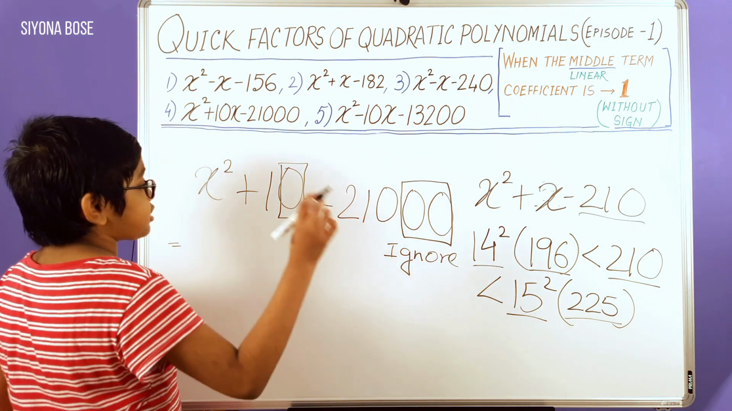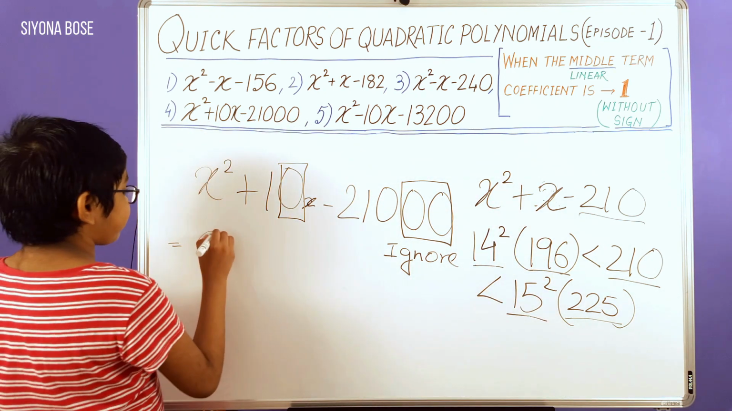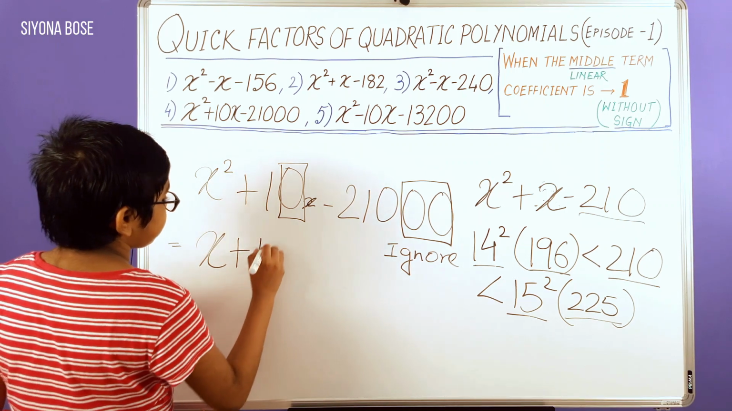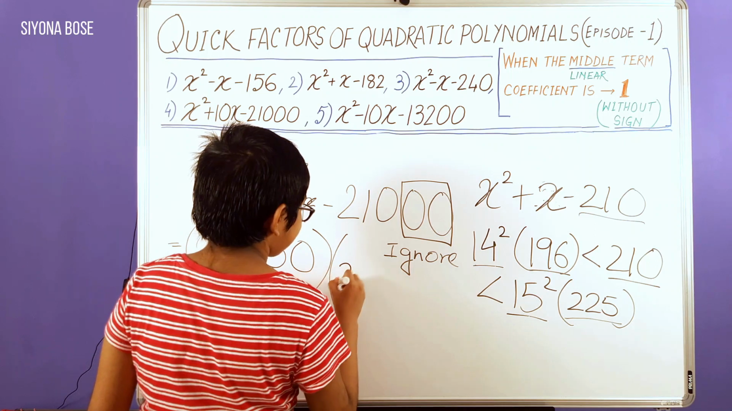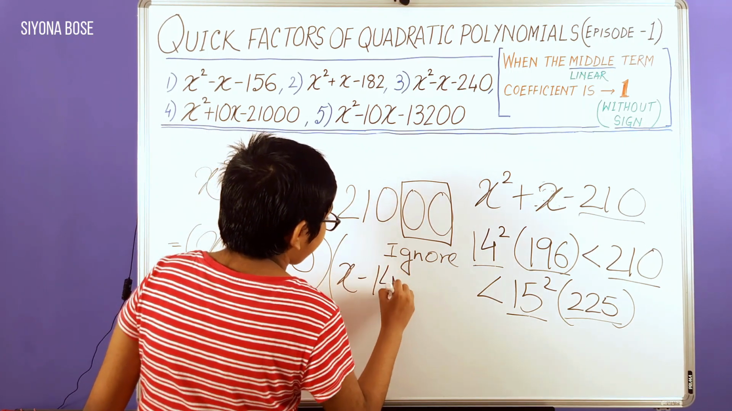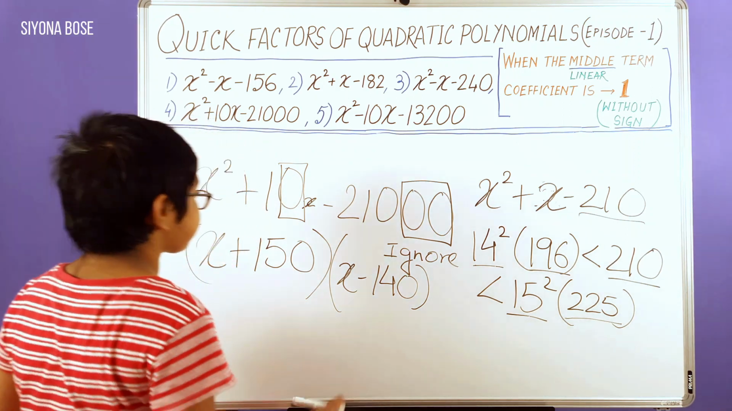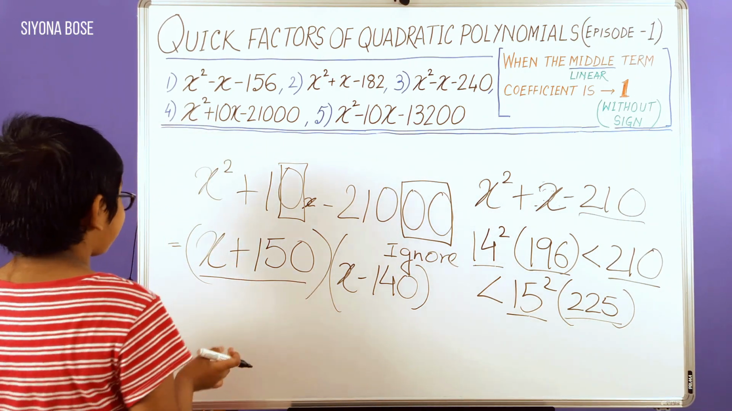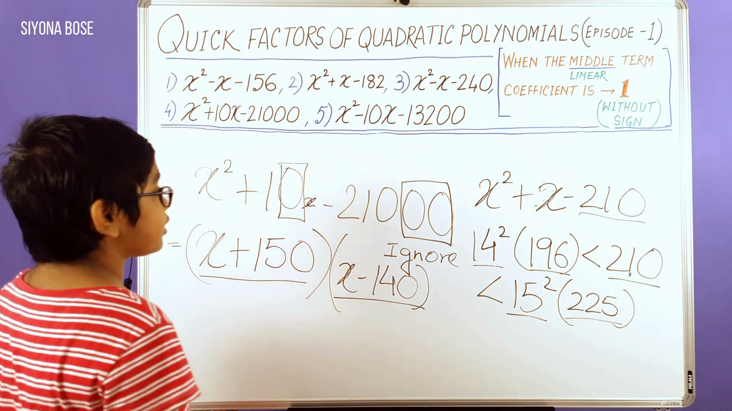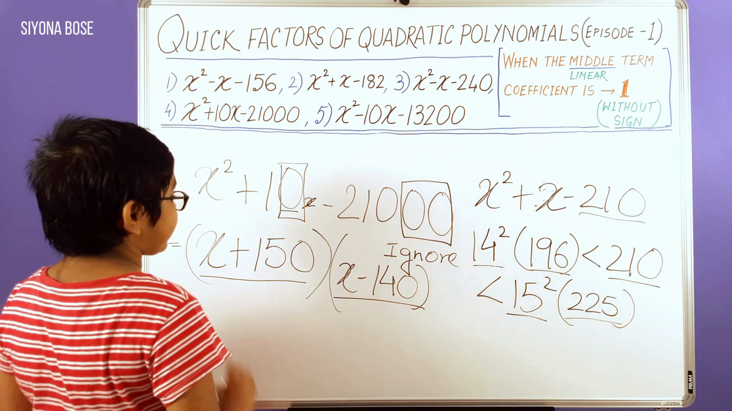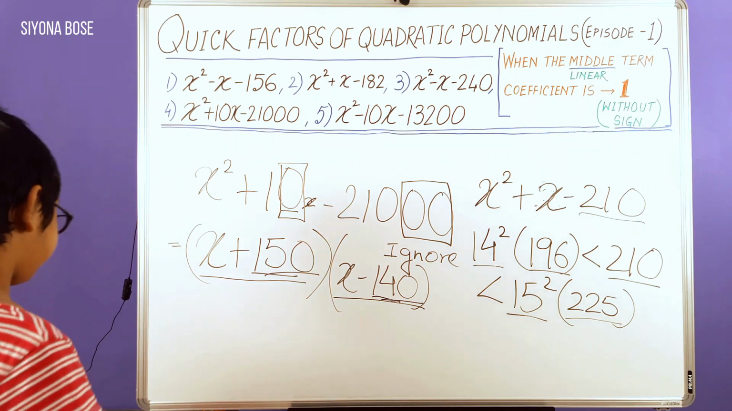The positive sign goes in front of the bigger term and the negative sign in front of the smaller term. Accordingly, we get x plus 150 the whole into x minus 140 the whole. I know my space management is a bit bad, but please bear with me. This is x plus 150 the whole into x minus 140 the whole. Because we have excluded the 0, the 15 and the 14 became 150 and 140.